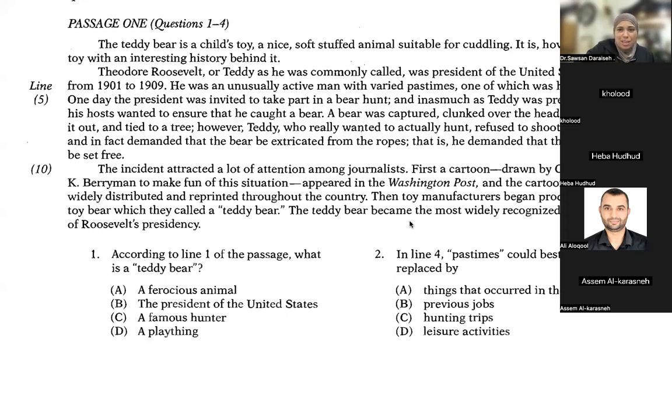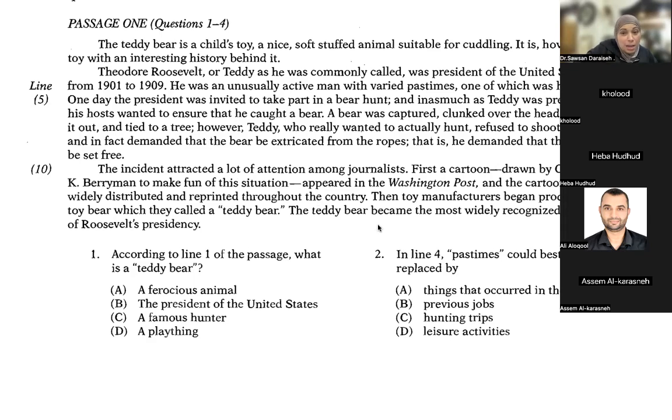Then toy manufacturers came out. Don't forget what we were talking about, the teddy bear. Then toy manufacturers began producing a toy bear, as a way to remember this incident, the event that happened, which they called a teddy bear. Okay, so when we tell our kids to bring your teddy bear, Teddy here is Theodore Roosevelt. Nobody knows this story, they just think it's called a teddy bear. No, there's a story behind it.